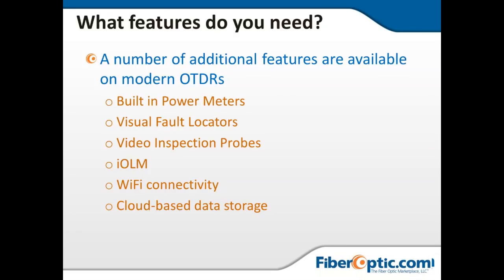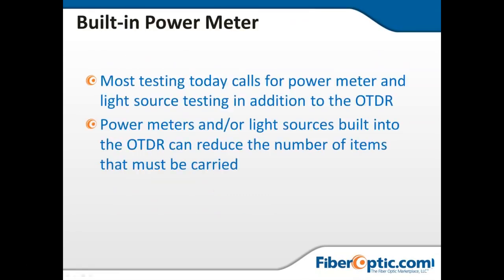And then some of the other features that I talked about already: built-in power meters, visual fault locators, inspection probes, iOLM or some sort of trace analysis and configuration software, Wi-Fi connectivity, and cloud-based storage are just some of the other factors that we'll want to consider. In here, the built-in power meter: most testing today calls for a power meter and light source to be used in addition to an OTDR.